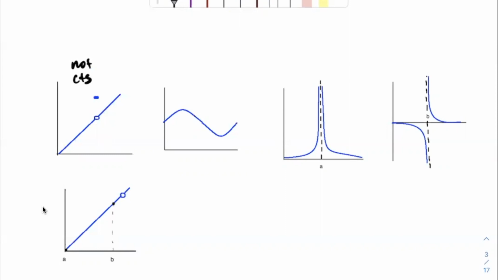Now the second graph is continuous. There aren't any breaks and we can pick our interval from A to B like that, and it's just a nice smooth curve, and that's continuous.